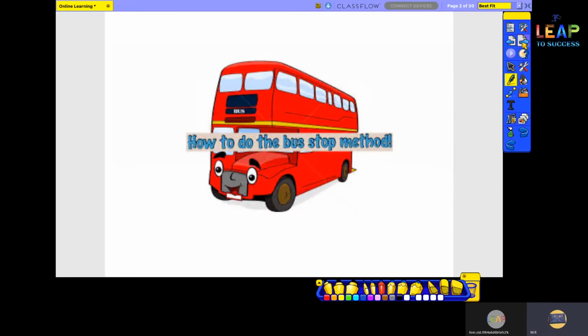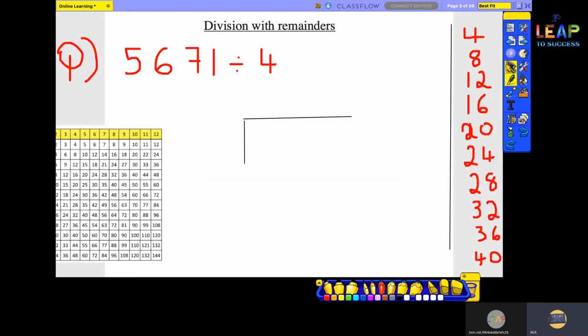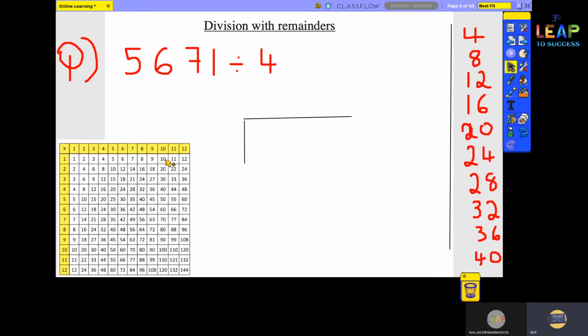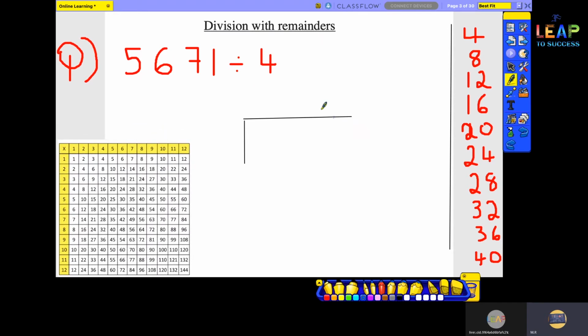Okay, in today's session, we will be looking at the bus stop method again. However, in today's episode, we will be looking at dividing with remainders. It's a follow-on from our last episode. We've got the number 5,671 divided by 4.